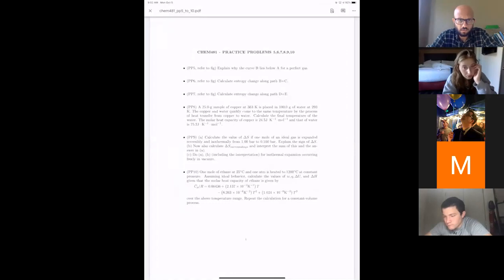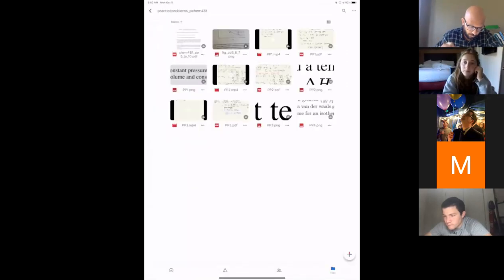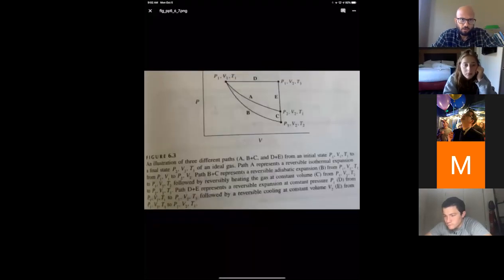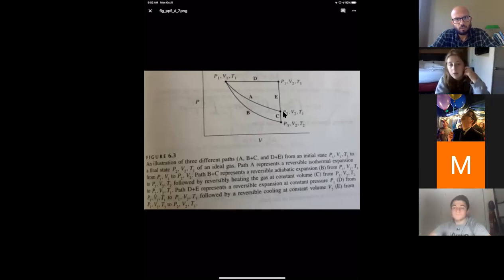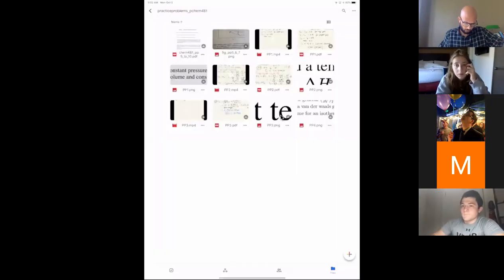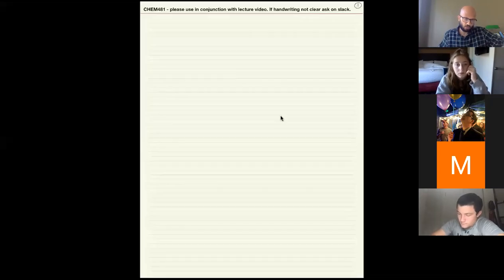So this one asks us to look at this figure, which is provided in the folder over here, and it wants you to think about why, and I think Abby asked this question, why should B be adiabatic? So the other way of putting this is, if you're going from P1, V1, T1 to the same volume, there are two processes. So let's draw this in the notes.